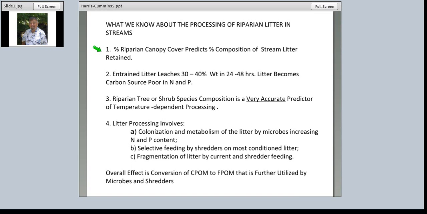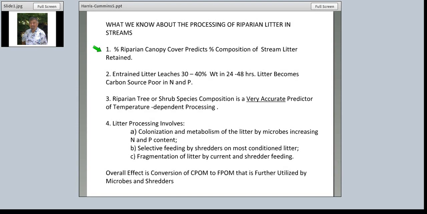This allows you to compare cool and warm water periods, because you want to know the amount of processing per degree day. Of course, it'll take longer at low temperatures, and it'll go faster at high temperatures. So the degree day procedure is a useful way to keep track of temperature in terms of how fast this litter is going to be processed and converted in the stream ecosystem.